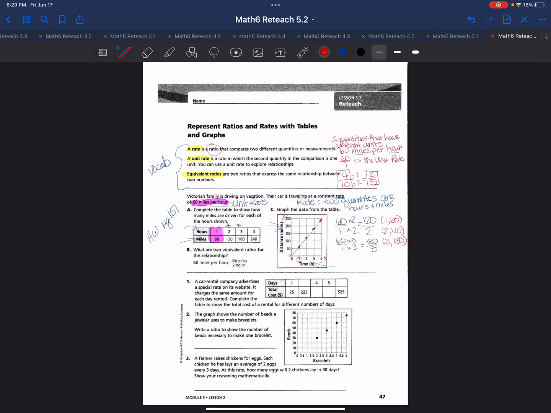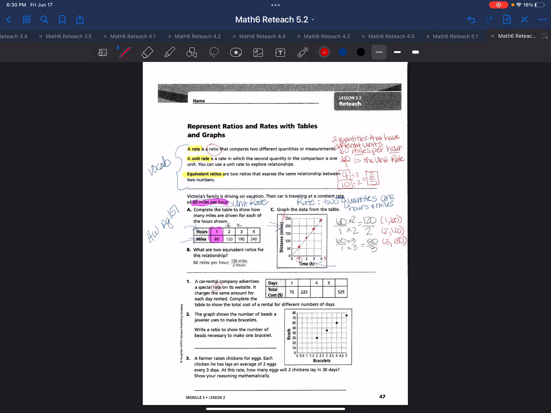All right, let's go on to question 1. A car rental company advertises a special rate on its website. So we know we're going to have 2 different quantities in different units here. It charges the same amount for each day rented. Complete the table to show the total cost of the rental for different number of days.